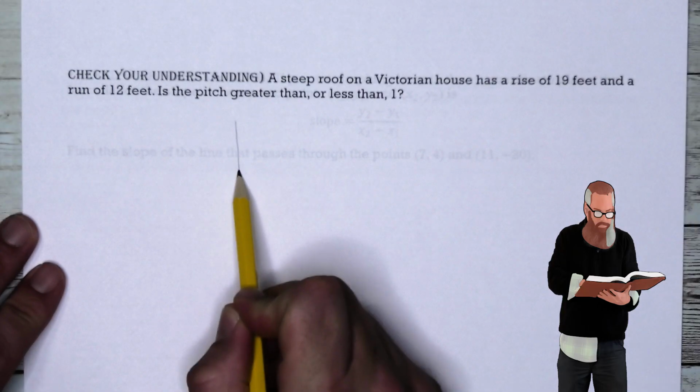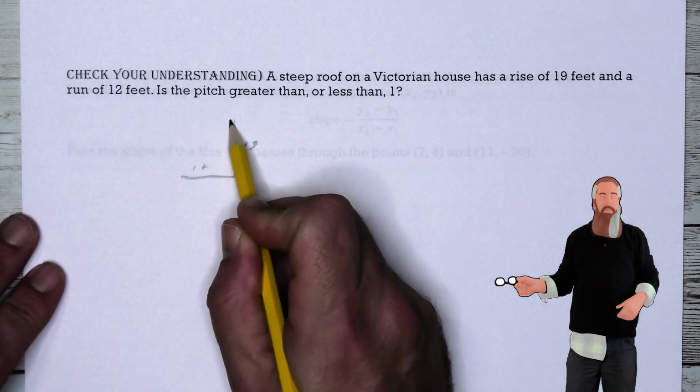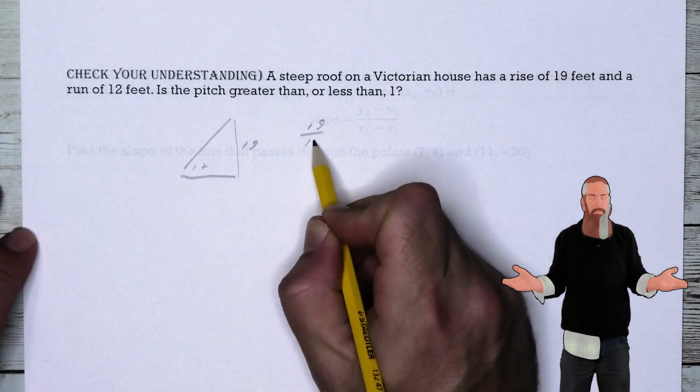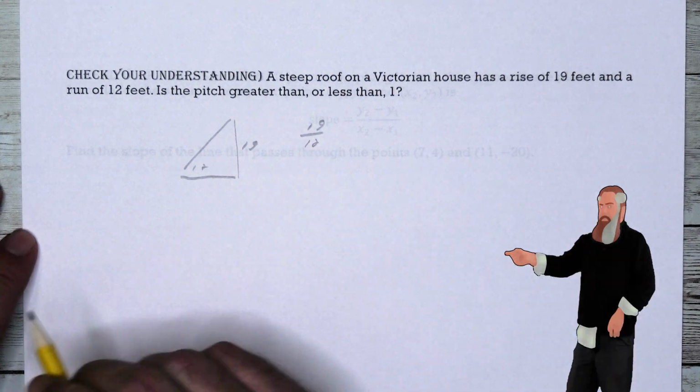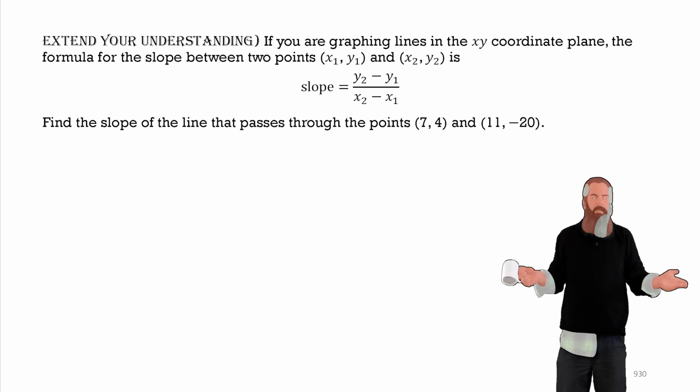Well, we understand that it has a rise of 19 feet, a run of 12 feet. So this means we would do 19 over 12. Now, 19 is larger than 12, so we know that this is greater than 1. Let's extend our understanding a little farther.